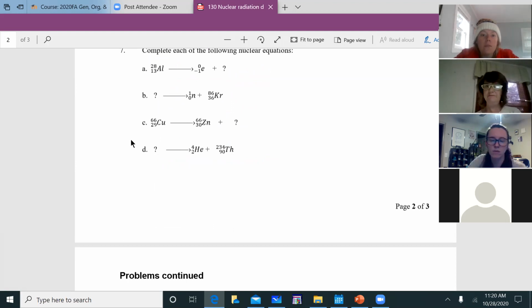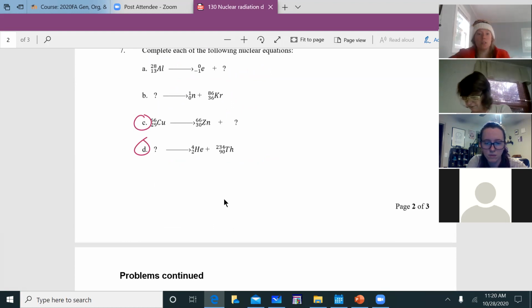I'm not going to do all of them, but let's do, I like C and D. We'll do C and D. So I want you to tell me what the question mark is in those equations. The first one is copper-66, and it decays to zinc-66, and I want to know what type of decay it is undergoing. And the other one says something goes through alpha decay to become thorium-234. What is that initial thing?